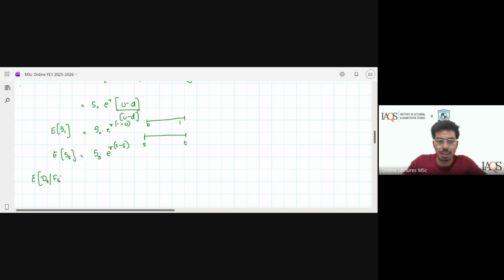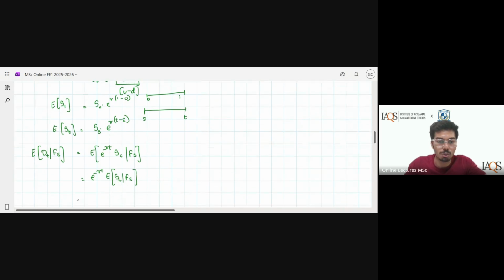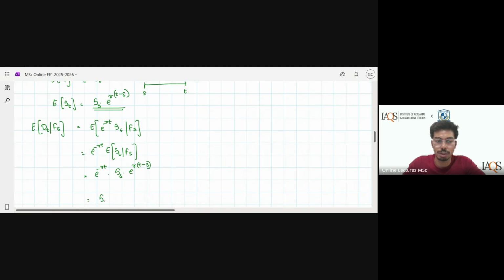Expectation of DT given FS. I know DT is what? e raised to minus rT into ST, given FS. e raised to minus rT will come out as a constant. Expectation of ST given FS. Now, ST given FS is what? SS into e raised to r(T minus S). Fair enough. I know under the discrete case, the expected value of ST has to grow at the risk-free rate of interest. So SS into e raised to r(T minus S). e raised to minus rT and e raised to plus rT will get cancelled out. What am I left with? SS into e raised to minus rS.